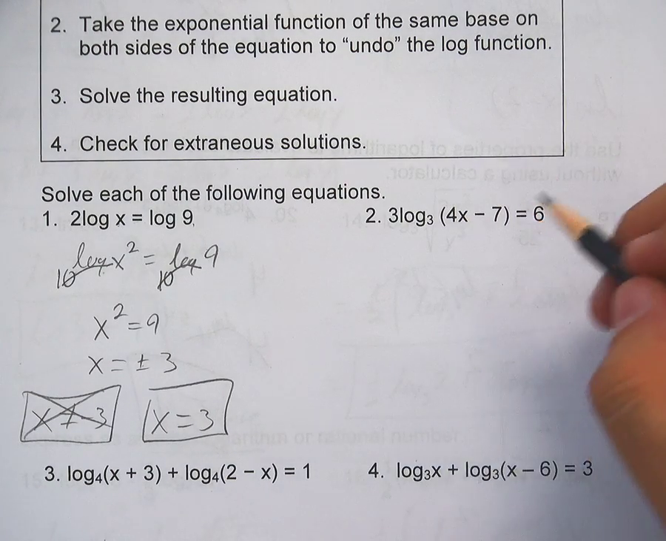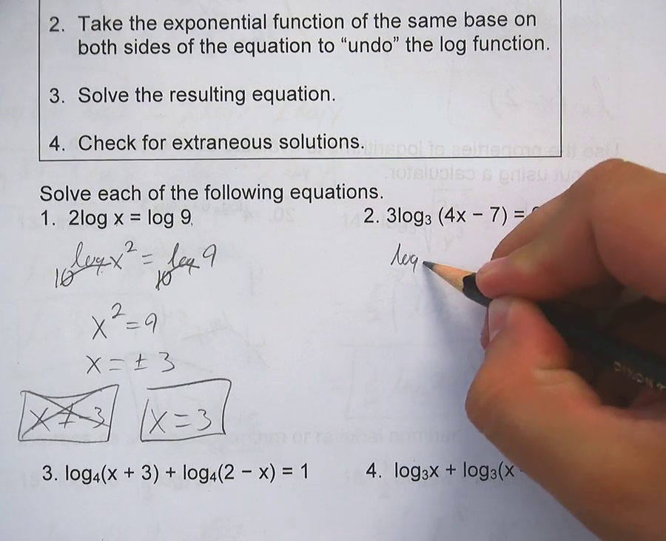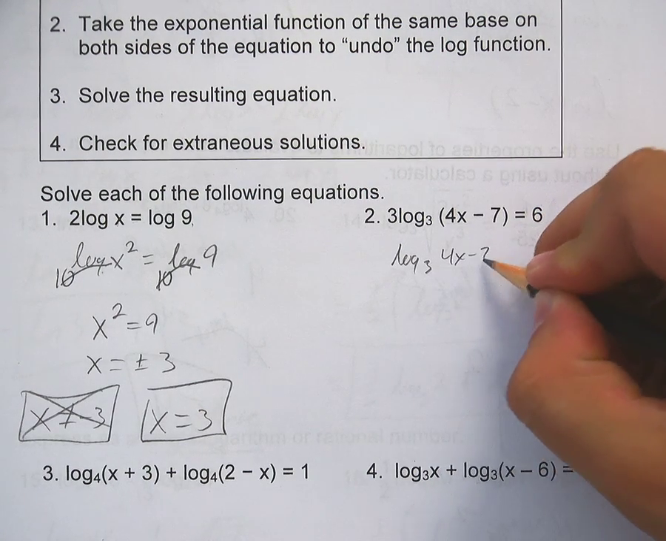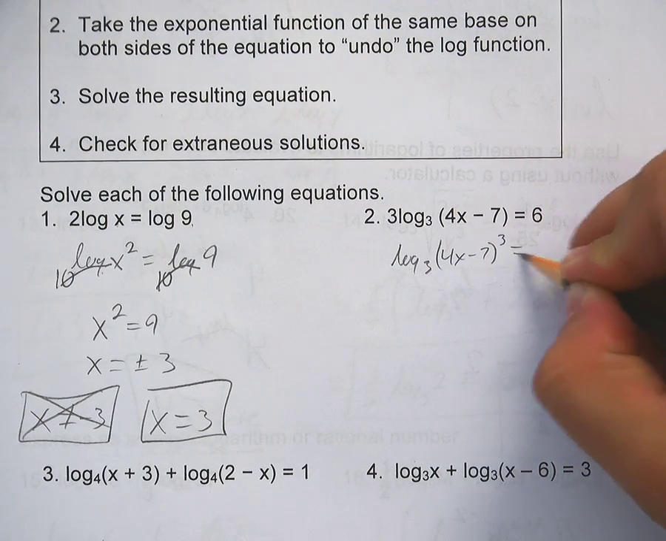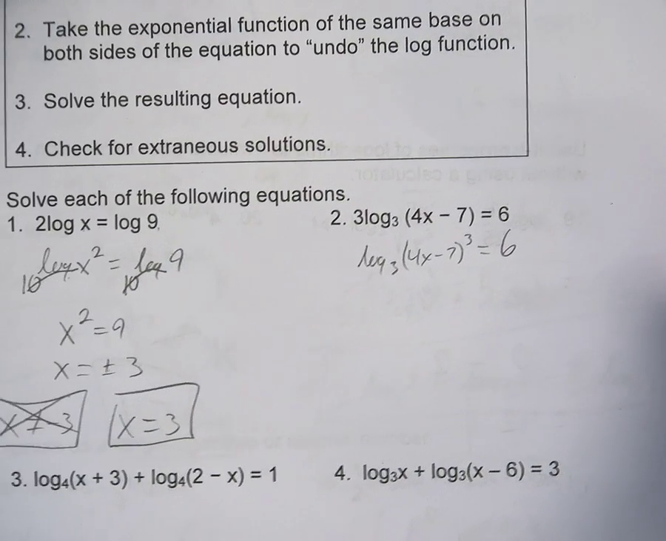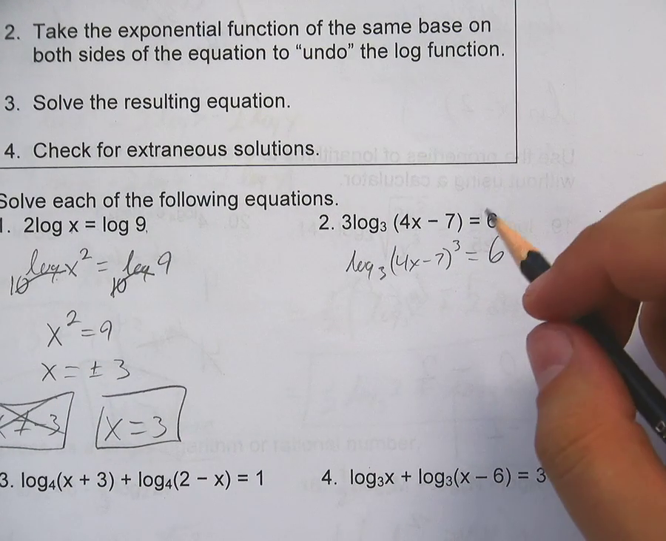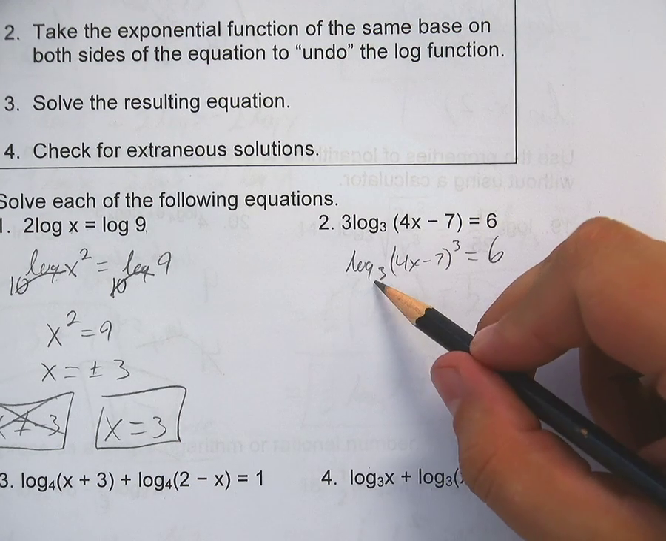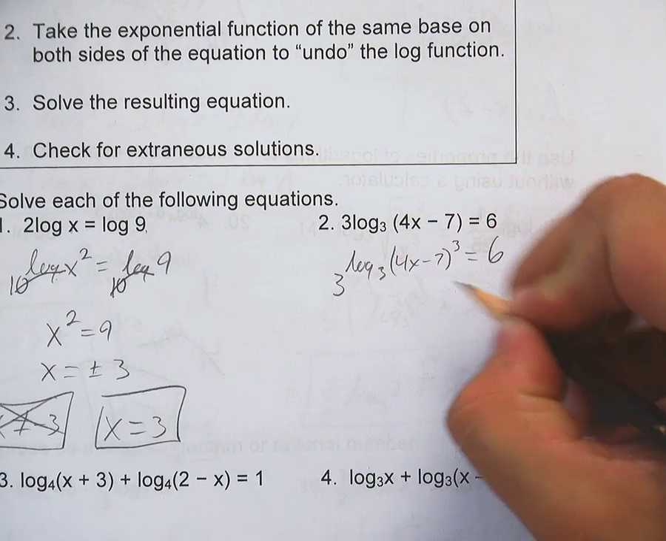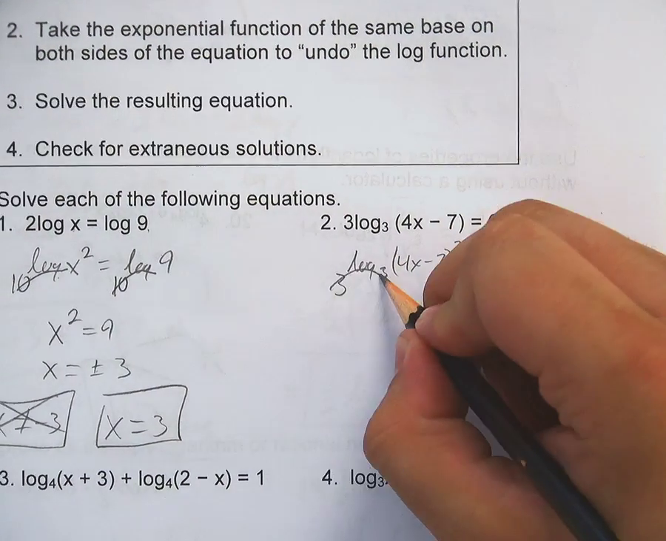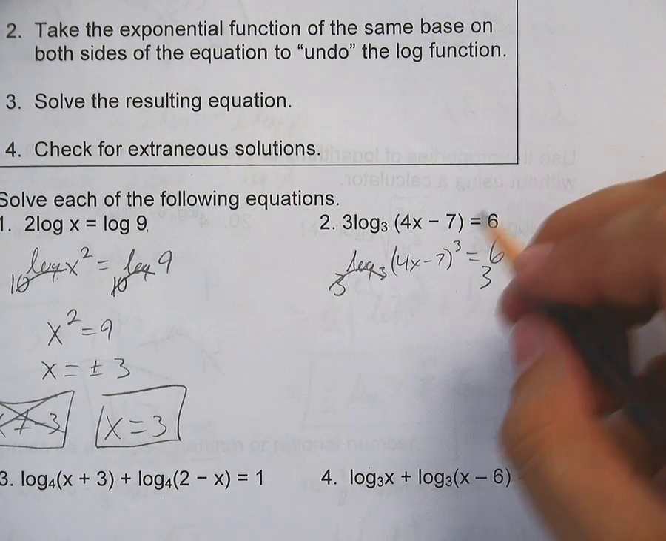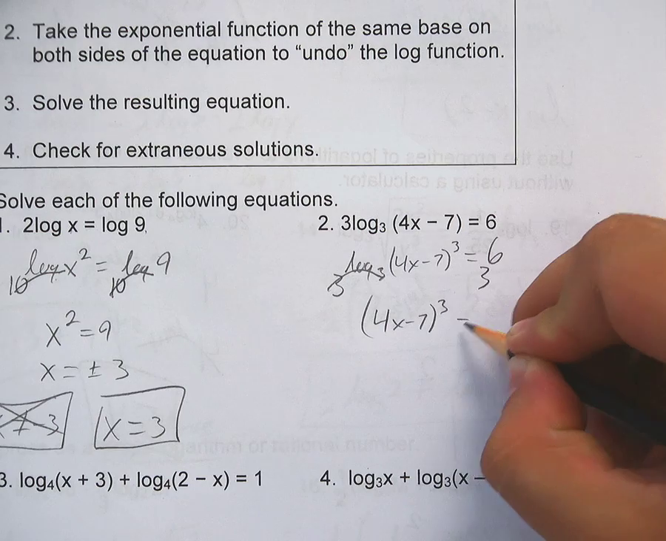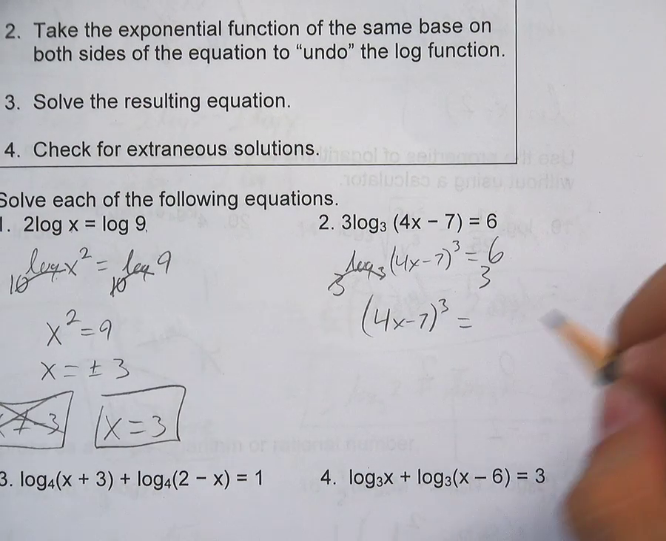Number 2, I'm going to start off with log base 3 of (4x minus 7) to the power of 3 equals 6. And since you are set up with a log over here, I'm going to use a base of 3 on both of these. Now what that's going to leave me with is (4x minus 7) cubed equals 3 to the 6th power.